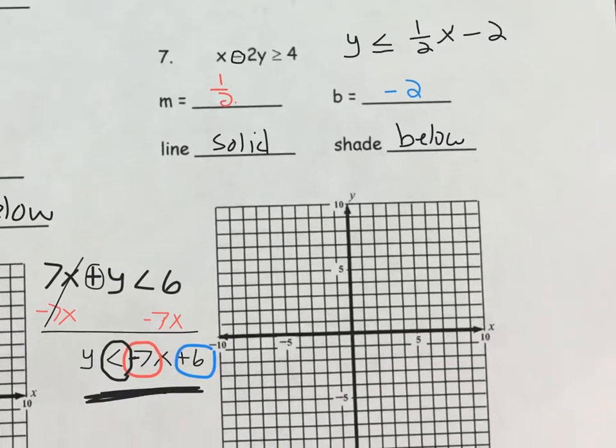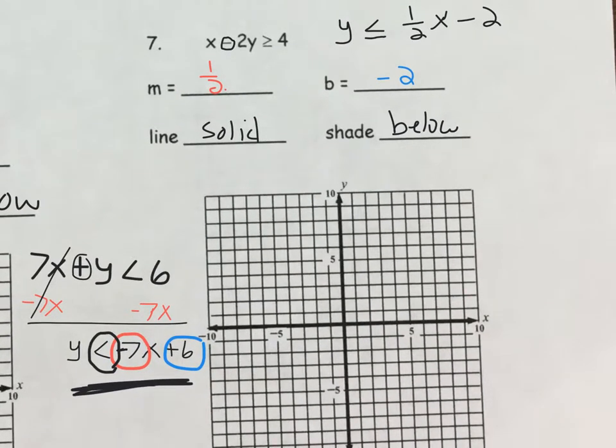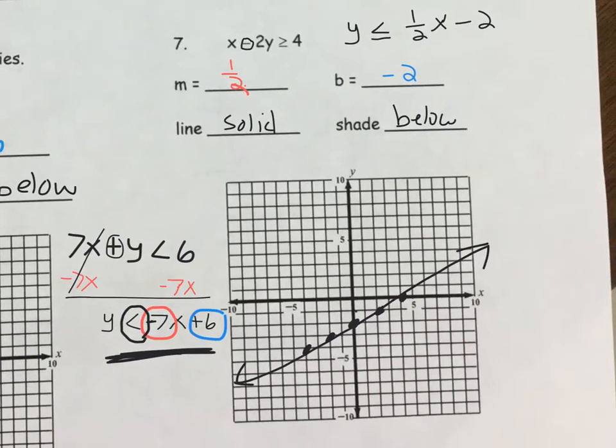So if we graph this really quickly, we got a y-intercept at negative 2, and we are going to go up 1 over 2. So we're going to go up 1, over 2. And we can also go the other way, down 1 to the left 2. We are going to draw a solid line this time, so you can connect those dots with a solid line. Good. And the shading is below.